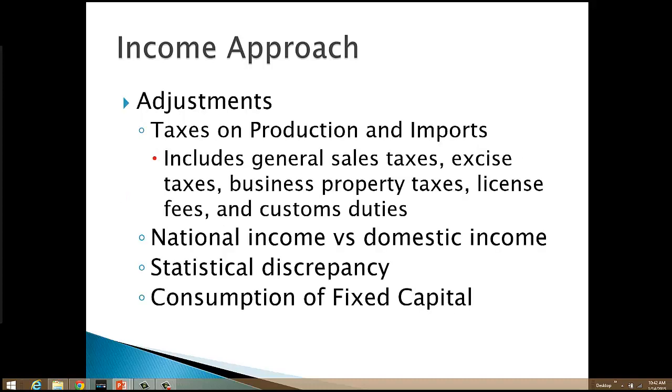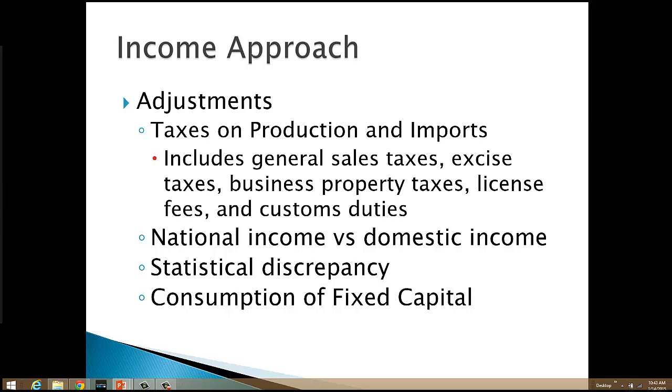And the next thing we have to do is make some adjustments. And the first adjustment we're going to make is an adjustment for taxes. Why do we include taxes in our calculation of GDP using the income approach? Well, it's to help things match up to the expenditure approach.